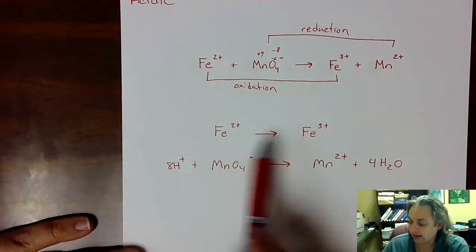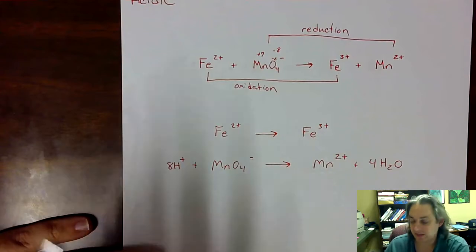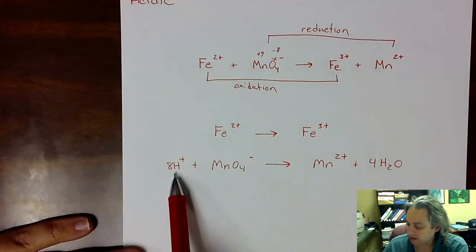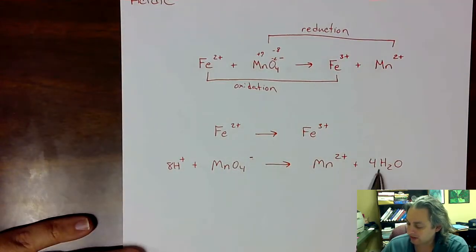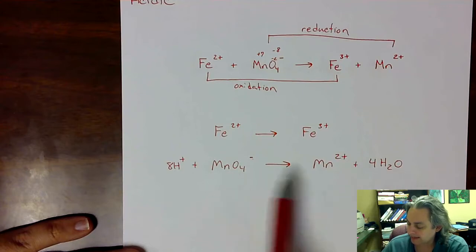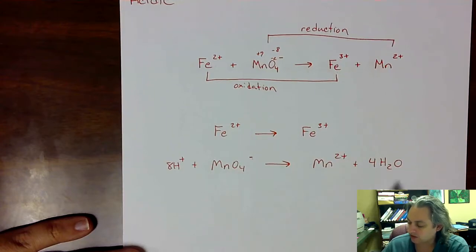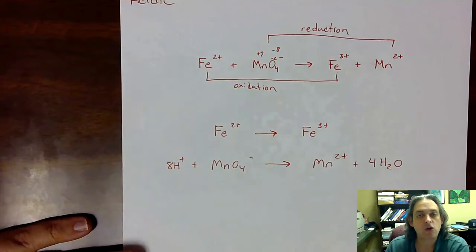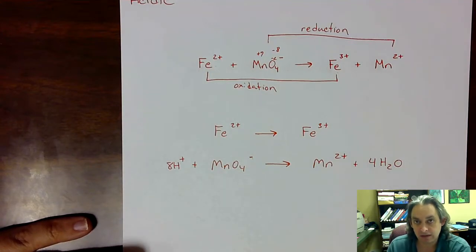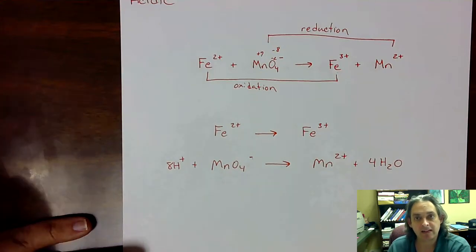So here, irons are balanced. That's good. That's done. Second one, we have 8 hydrogens, a manganese, 4 oxygens, 4 oxygens. We are now mass balanced. However, we are not charge balanced. And that is the key difference between normal equations and redox reactions. We always have to balance out the charge. So how do we balance out the charge? We do that by adding electrons.